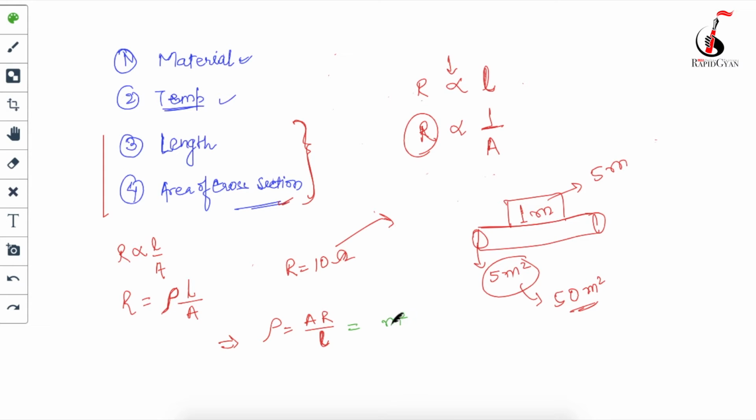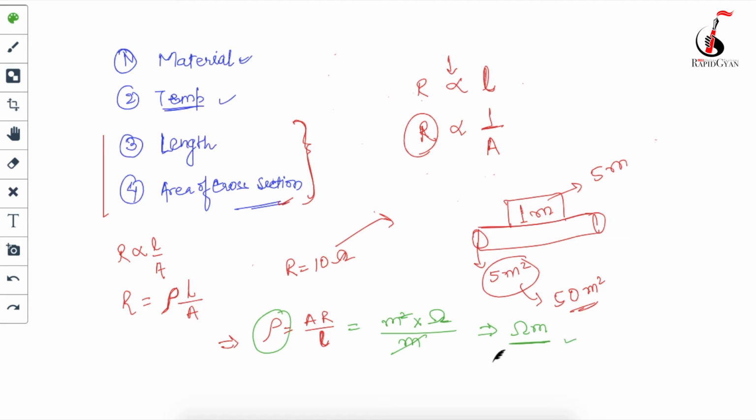What is the unit of resistance? The unit of resistance is ohm, correct? That is divided by, what is the unit of length? Unit of length is meter. So if I solve this, the meter square will be cancelled out, and I will get ohm meter. So the SI unit of resistivity is ohm meter.